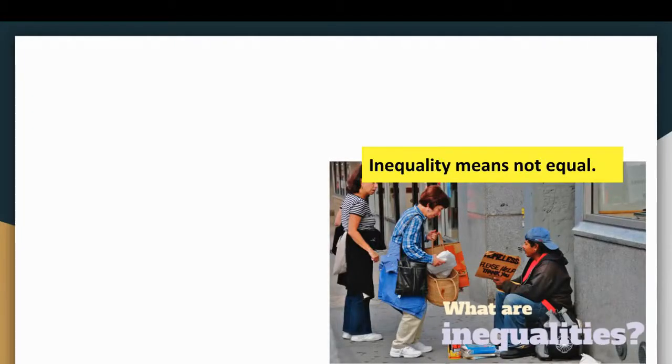Let's take a look at what inequality means. So "in" is a prefix that means not. For example, if you have an assignment that's incomplete, that means not complete. And so this word here, inequality, means not equal. Like if you have people that are homeless in the streets and you have people that are living in apartments or homes, that means that there's an inequality.